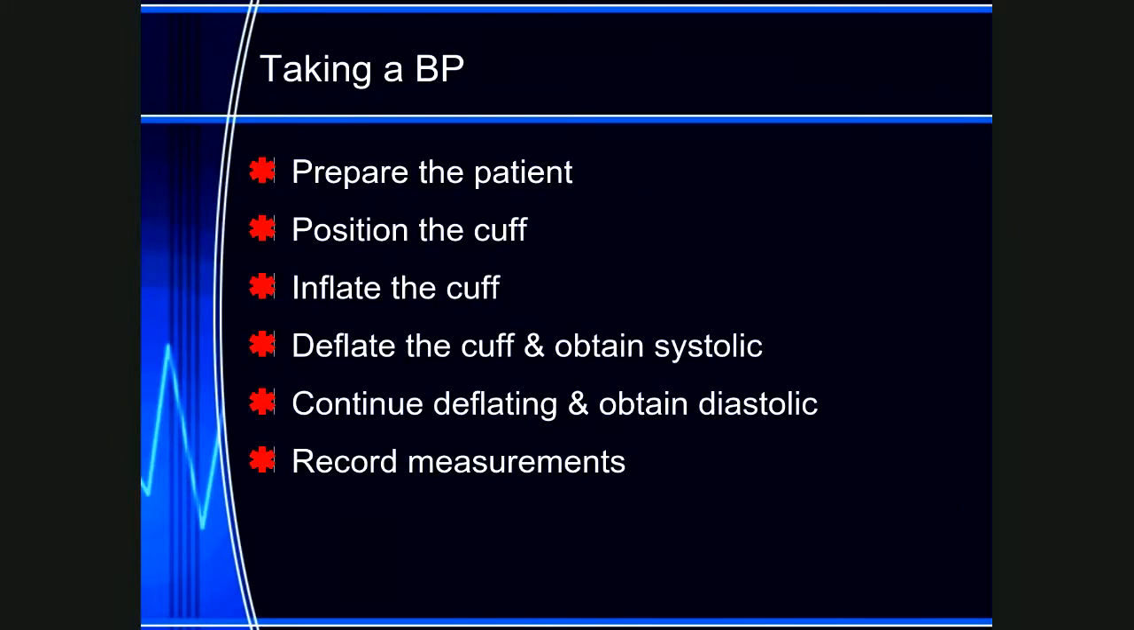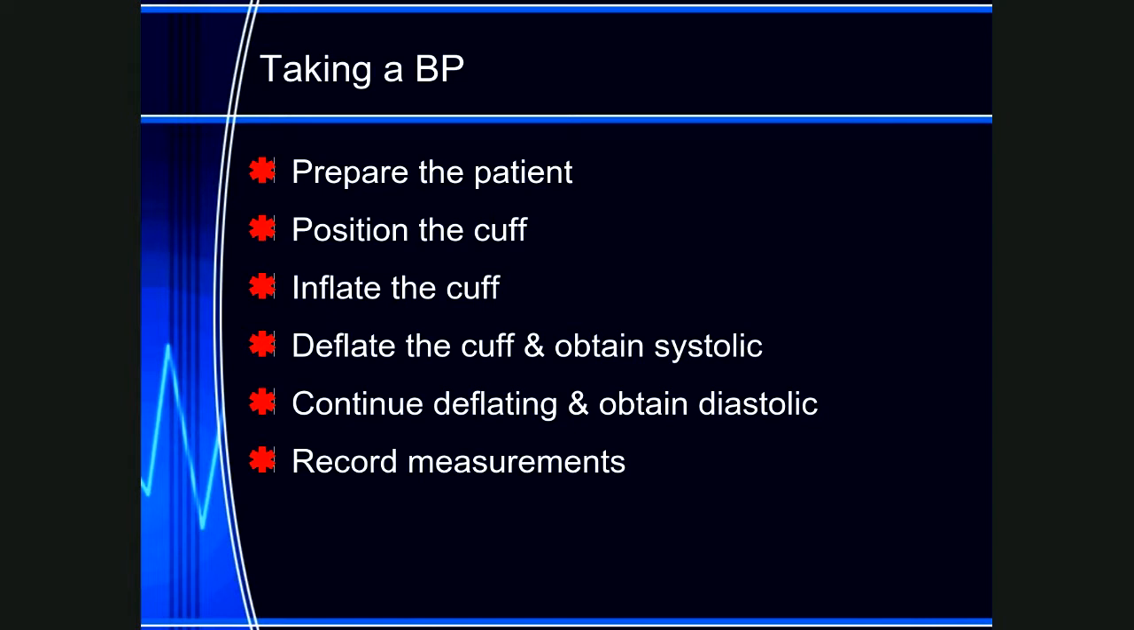So when we take a blood pressure, we need to prepare the patient. So you want to tell them that you're going to take their blood pressure. We're going to position the blood pressure cuff where the bottom side is just above the elbow. We're going to tighten the bulb valve and inflate. When you can no longer hear the brachial pulse, we continue to inflate the cuff roughly 30 millimeters of mercury or higher till we no longer hear the brachial pulse.